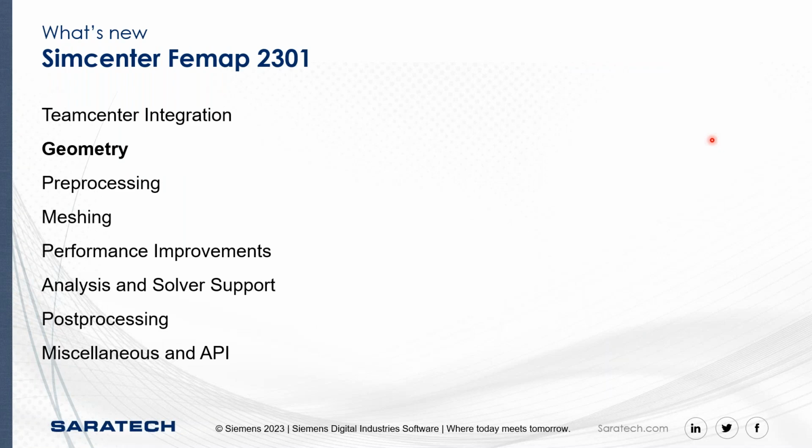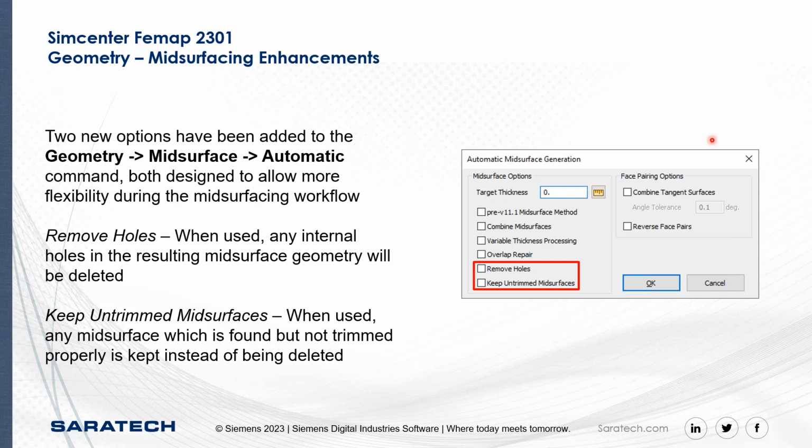Okay, so the next topic is geometry, and the main enhancement here deals with the automated mid-surfacing command. There are two new options that have been added: remove holes and keep untrimmed mid-surfaces. Remove holes is just what it sounds like. Once we automatically generate that mid-surface, any internal holes in the resulting mid-surface geometry are automatically deleted. And for untrimmed mid-surfaces, once that mid-surface is created, any mid-surface that is found but not trimmed properly is kept instead of being deleted. I'll show a few examples of what this would look like, and talk about some of the benefits.